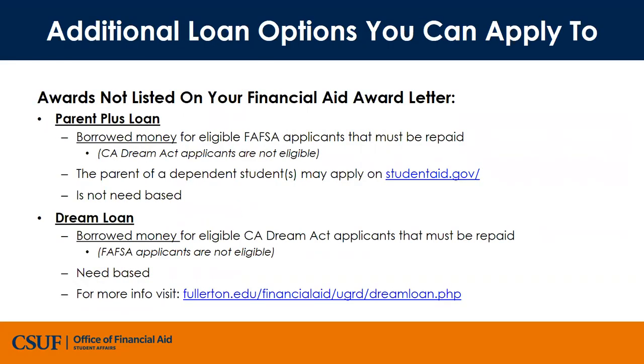Next, we would like to go over some awards that are not listed on your financial aid award letter because you will need to apply for them individually if interested in borrowing them. First is the Parent Plus loan. The Plus loan is borrowed money for eligible FAFSA applicants that must be repaid and is not need-based. The parents of dependent students may apply on studentaid.gov. Please note that the California DREAM Act applicants are not eligible for this award.